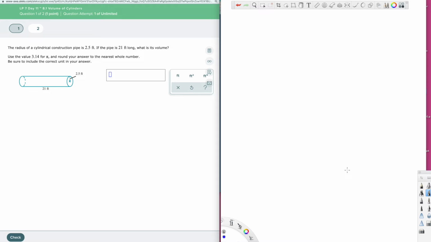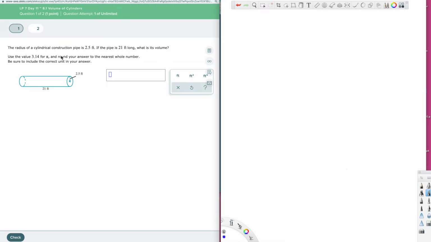So on this one, we have a cylindrical construction pipe. A cylindrical pipe means that it's a cylinder, right? Kind of just like that can of green beans we were looking at a minute ago. They tell us that the radius is 2.5 feet. If the pipe is 21 feet long, what is its volume? We need to know a couple of things here before we can move forward. And they also tell us to use the value 3.14 for pi.